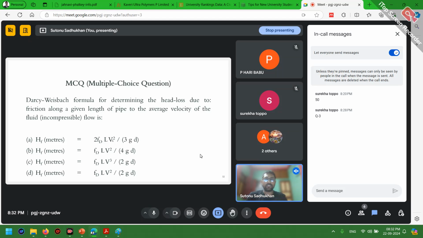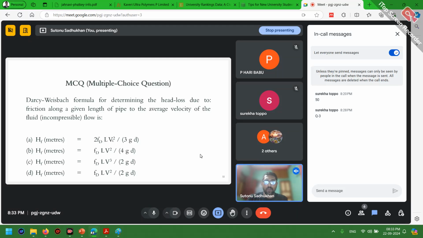So to determine the Darcy-Weisbach formula, you have to keep in mind one thing. There are 2 types of friction factors. One is Fanning's friction factor and another one is Darcy's friction factor. Darcy's friction factor is denoted as f_D and Fanning's friction factor is denoted as f, small f. So the Darcy friction factor f_D equals 4 times the Fanning's friction factor. Fanning's friction factor is smaller than the Darcy's friction factor.